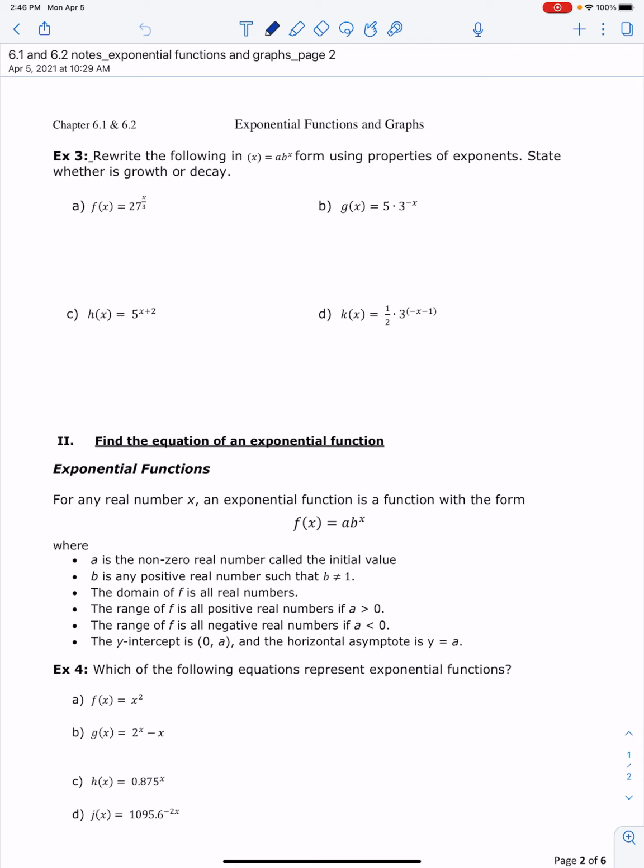Those are the 6.1 and 6.2 notes, exponential functions and graphs, page 2. So we want to start by rewriting these as a times b to the x form. Sometimes you've got to manipulate the exponents to put this in a form that is a little more useful. So we're going to go back to some of the rules from that last page.